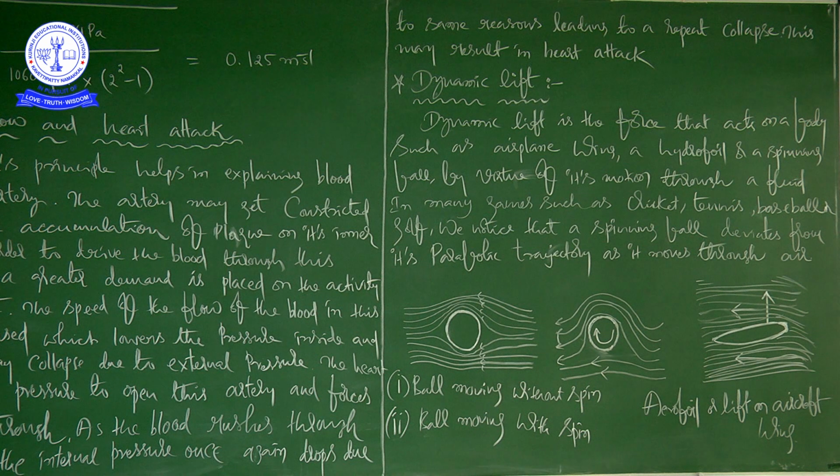Okay, right. After completion of that, we discussed another important application, the spin ball, that is dynamic lift, right? In that we discussed a ball moving without spin and a ball moving with spin. So what is the situation which leads a ball to spin? That's what we discussed. And after that we discussed how an upward force is exerted on an aeroplane wing, or aerofoil, or lift on an aircraft wing. That's what we discussed. Okay, right.